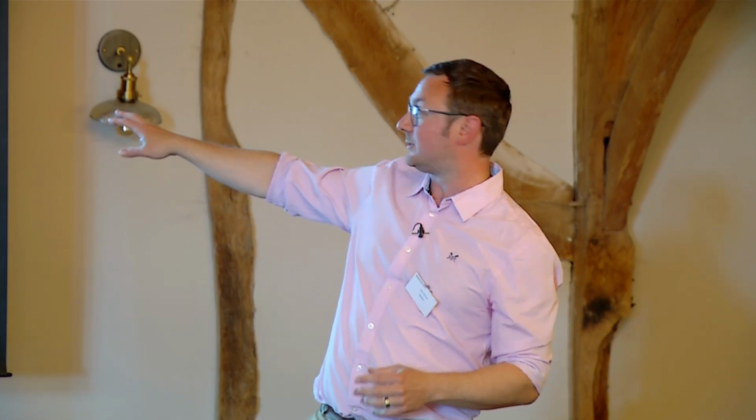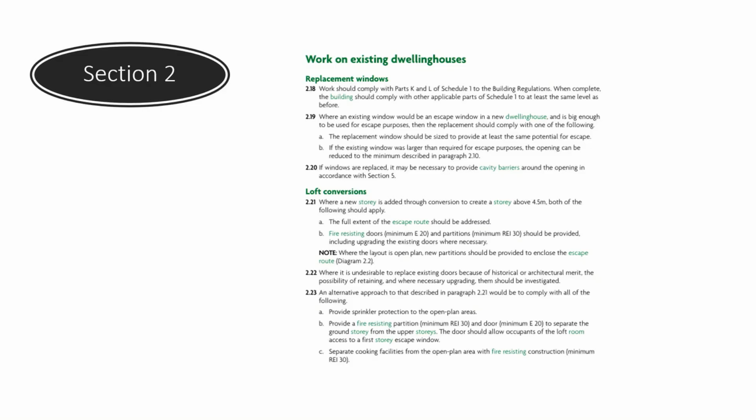the safest option is to comply with ADB, which is either a protected corridor from top to bottom, protected circulation spaces, or 2.23 says provide a sprinkler provision for the open plan areas, provide, sorry, I've seen your hand, I'll come to you in 2 seconds. Provide fire resisting partitions to separate the ground from the first storey, which I think you're alluding to there, and separate cooking facilities from the open plan area with fire resisting construction. So sprinkler systems in accordance with BS 9251, not misting systems in accordance with BS 8458.